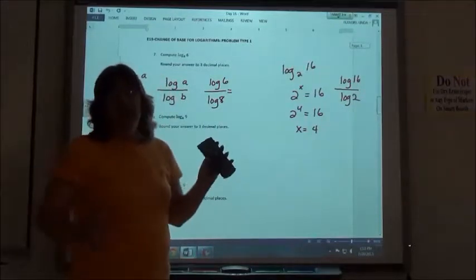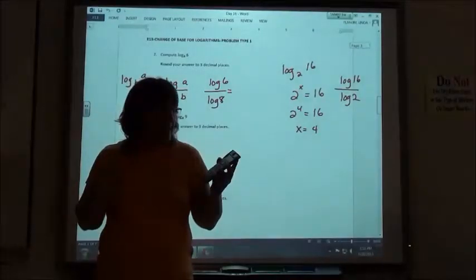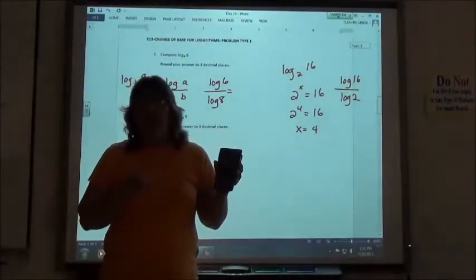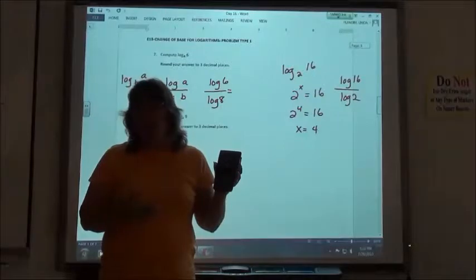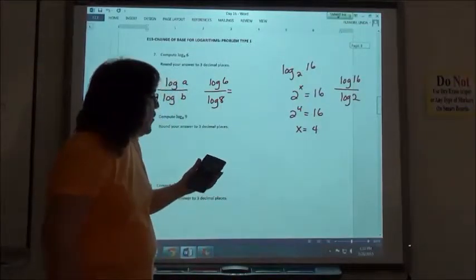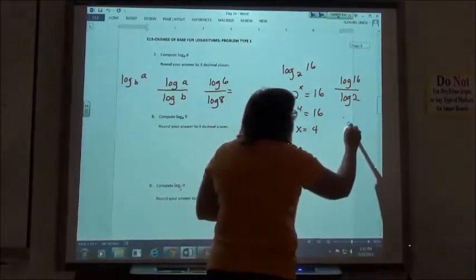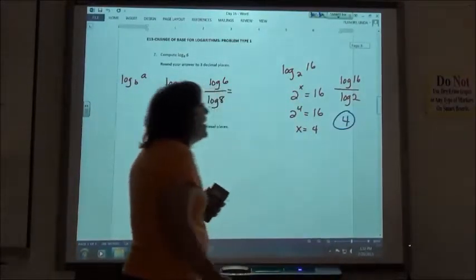Now again, on the Casio, you don't need parentheses. On Texas Instrument ones, it would put the parentheses there. The only time you need the parentheses is like if you have a fraction or some math problem in there. So in this case, if you hit equals, you should get the 4, which is what we already knew the answer was on that one.